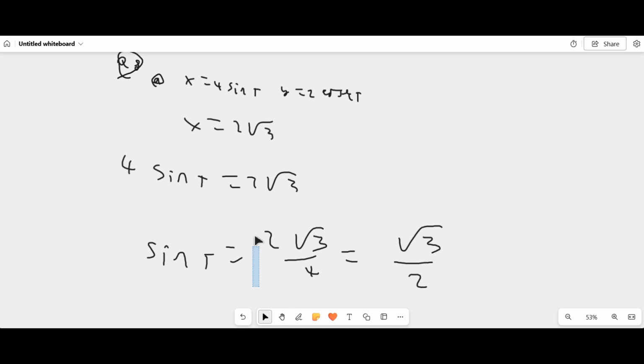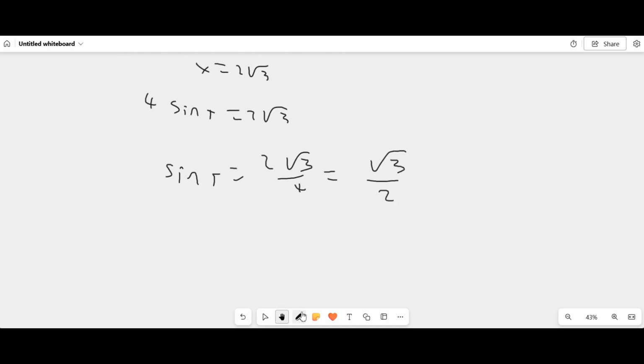And so sin inverse that, you get t. So t is going to be pi over 3. And then to find the second solution for sine, you need to do pi minus the first answer. So that's going to be 2 pi over 3. So those are the two solutions in the range here.